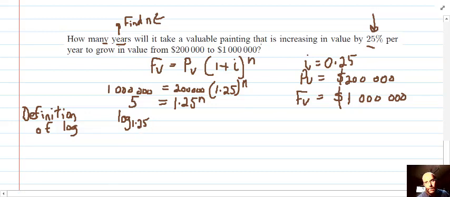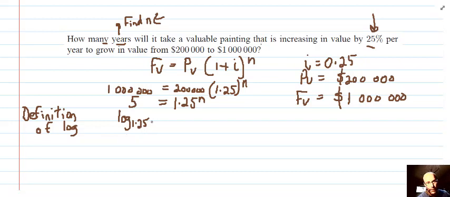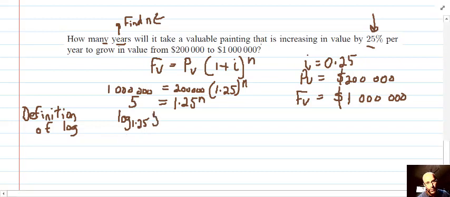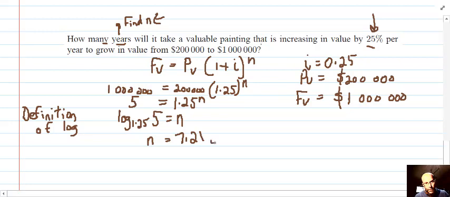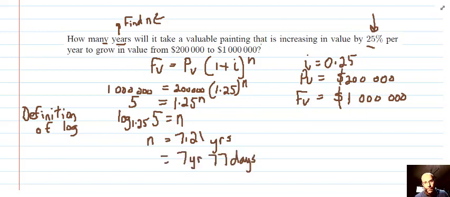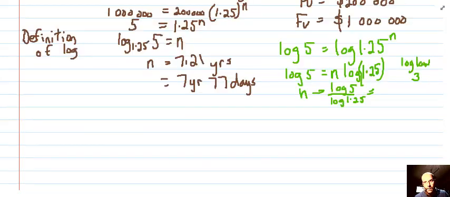Log of 5 to the base of 1.25, more correctly, equals n. And we get our calculator. n equals 7.21 years. So to rise fivefold in value, it'll take 7.21 years, or about 7 years and 77 days.